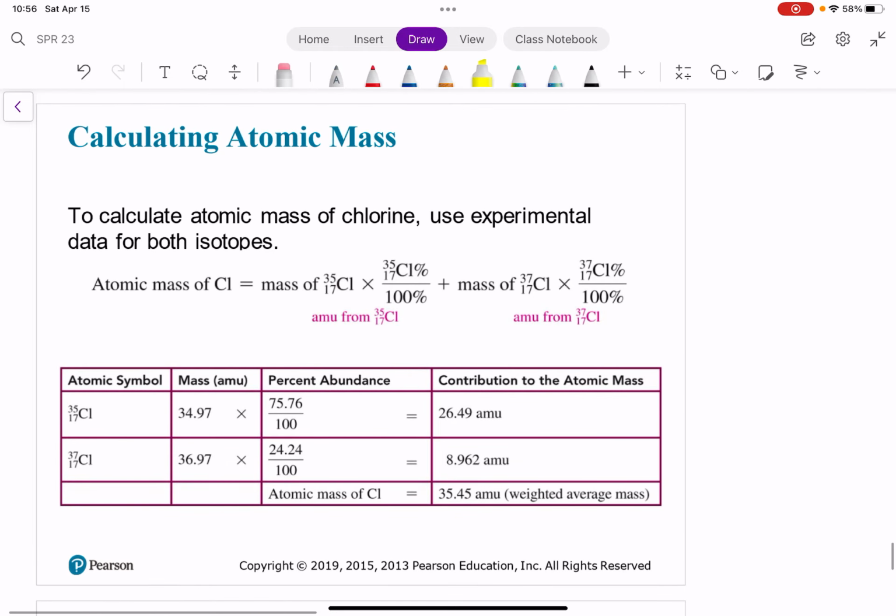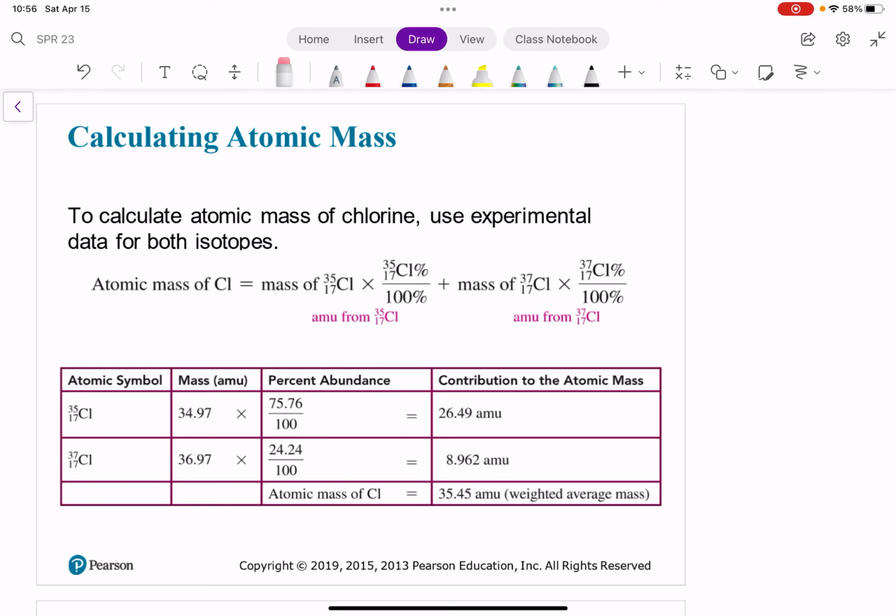So let's break this down a little bit. Now we're calculating the atomic mass of chlorine using experimental data that we got for both isotopes. Here's the atomic symbol of each of those isotopes. One is chlorine 35, and the other one is chlorine 37. What we're going to do is take the mass in AMU of each of those isotopes. Notice that this mass here is pretty close to 35, right? And this mass here is close to 37. So that checks out with our mass numbers there.